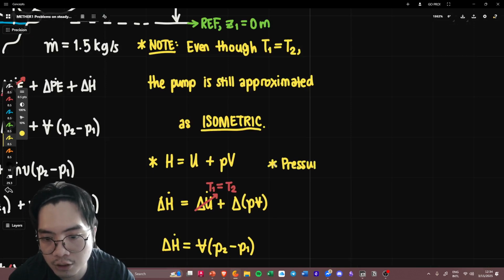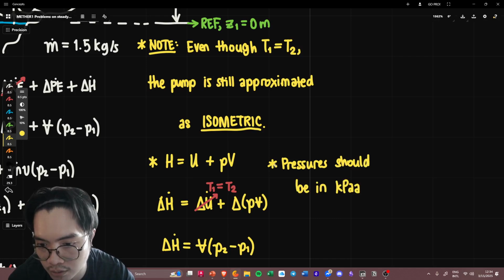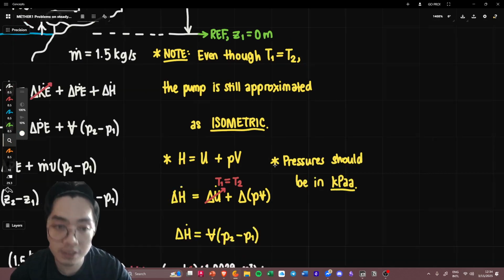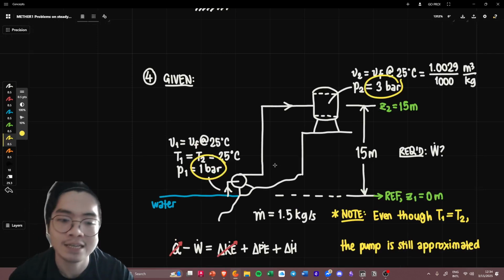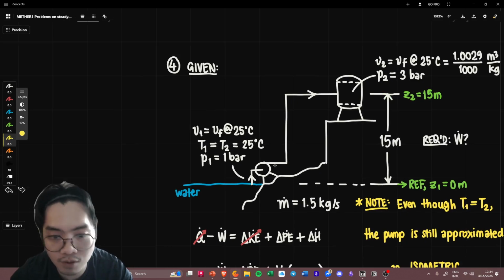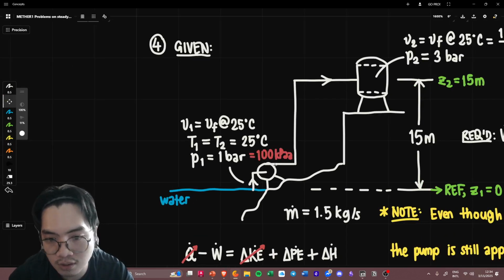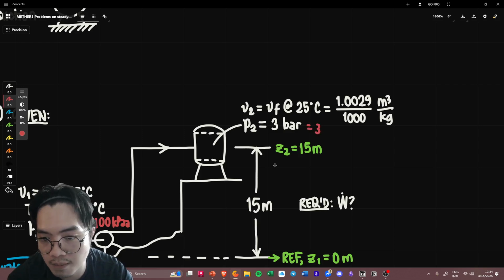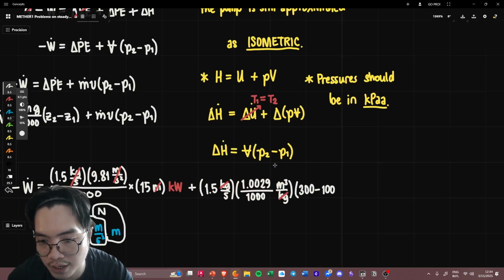Pressures should be in kPa absolute. Please do remember this, because if you do just 3 minus 1, sad. That's immediately wrong, right? So this 1 bar and 3 bar, you can actually convert to become 100 kPa absolute. And this, you can convert to become 300 kPa absolute. And so this just becomes 300 minus 100 kPa.